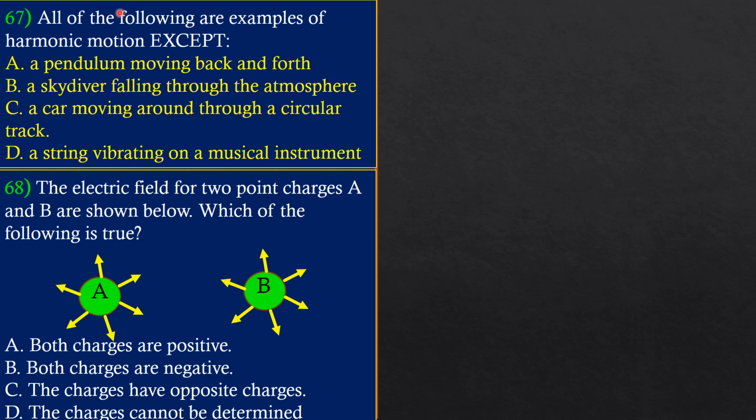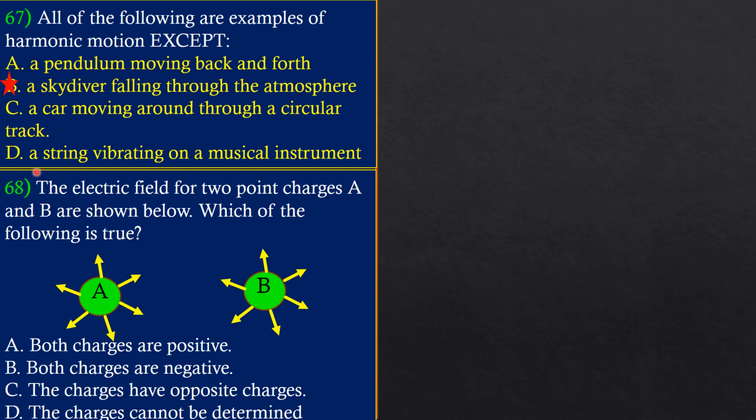Question 67 is saying that all of the following are examples of harmonic motions except: A, a pendulum bob moving back and forth. That is an example. B, a skydiver falling through the atmosphere. Wrong, guys. B is the only exception. Then C, a car traveling around a circular track. That can be taken. Then option D, a string vibrating on a musical instrument. This is correct. So option B is the exception. Since the car travels around, it always comes to its equilibrium position, so the motion can be taken as harmonic motion.